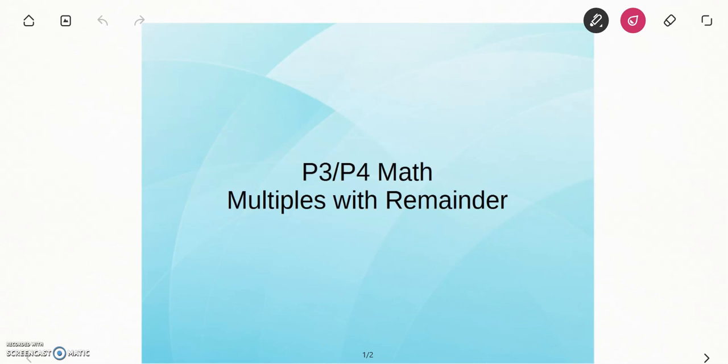Today we will be going through a P3 P4 math question. It is actually a multiples with remainder question. Let's take a look at the question.